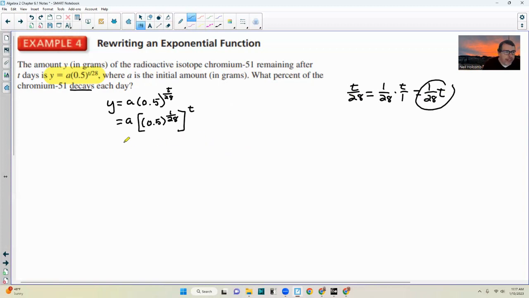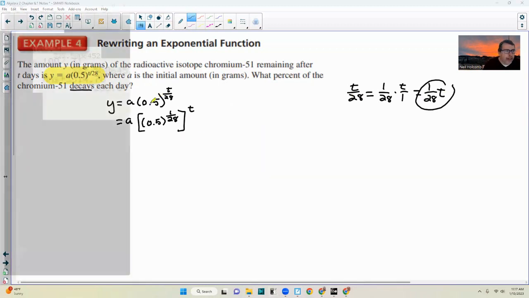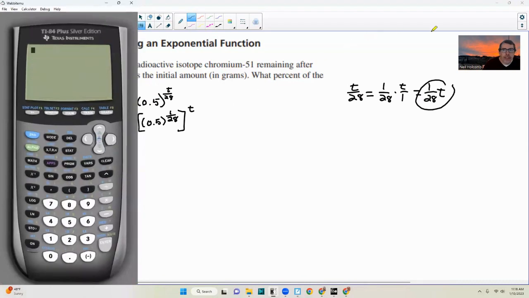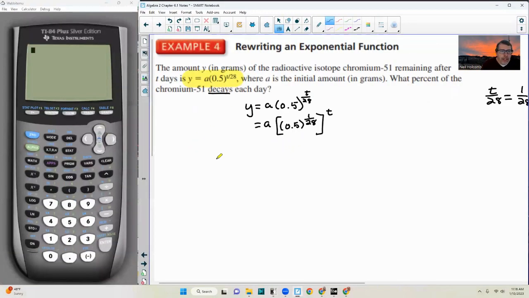So now we're going to evaluate that amount. I need my calculator. I'm going to clear, and let's shrink this down. I'm going to put in parentheses 0.5 to the power of 1 divided by 28 and hit enter. And that comes out to be a times 0.9755 to the t. Okay, so that's evaluating the power.